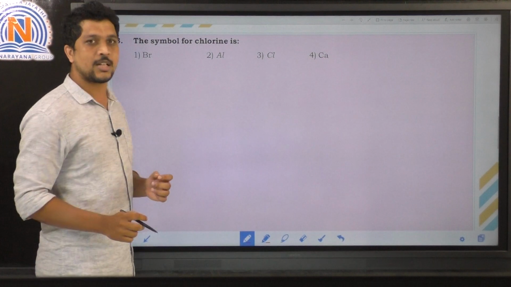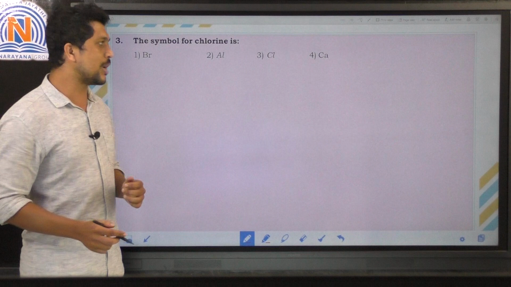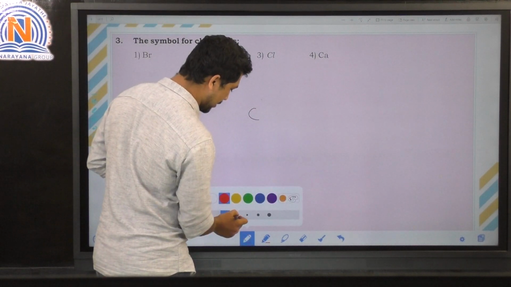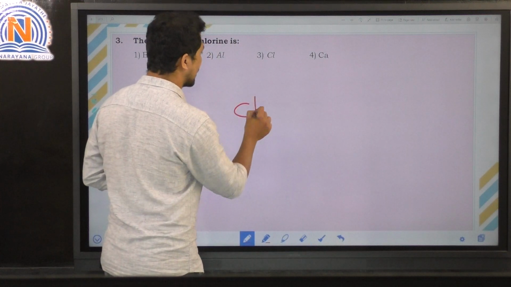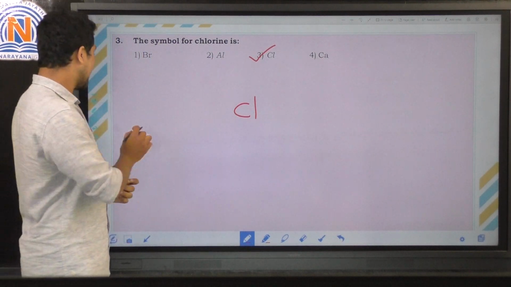Here also the same type of question, the symbol for chlorine. So the symbol for chlorine is Cl. So the correct option is the third option. Let's move on to the next question.